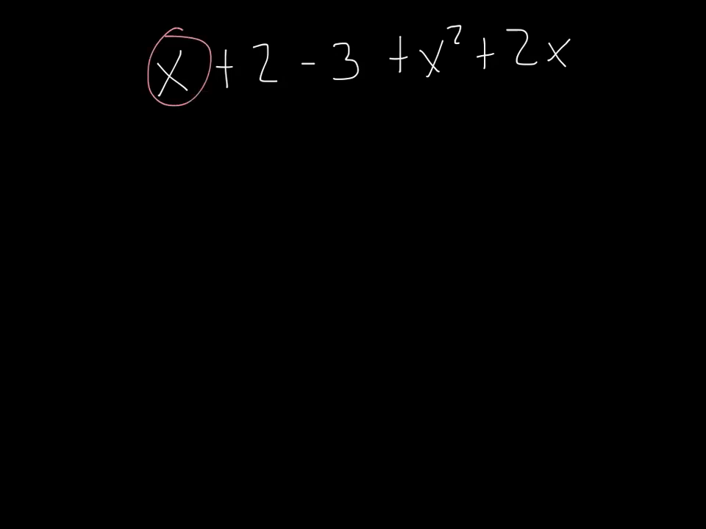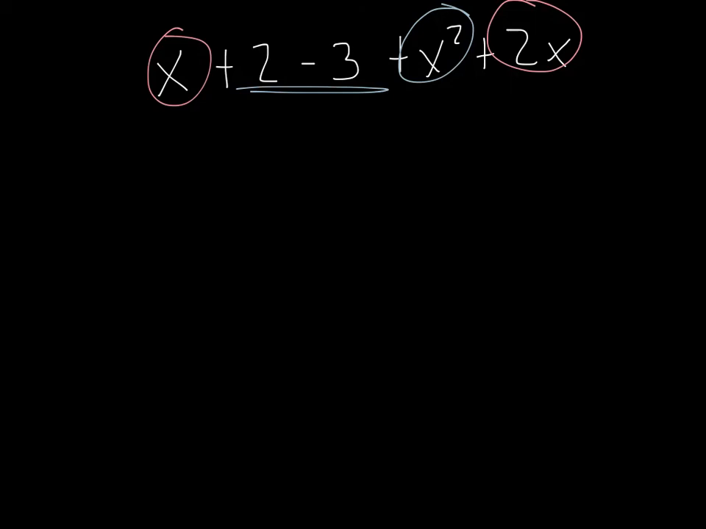Okay, so when can we add or subtract roots? We'll treat them just like variables. For example, if I asked you to simplify the following expression, x plus 2 minus 3 plus x squared plus 2x, what I would expect you to do is combine like terms. So in red here I've got all my x's, in blue I've got my x squared, and then underlined here I've got just the normal numbers.